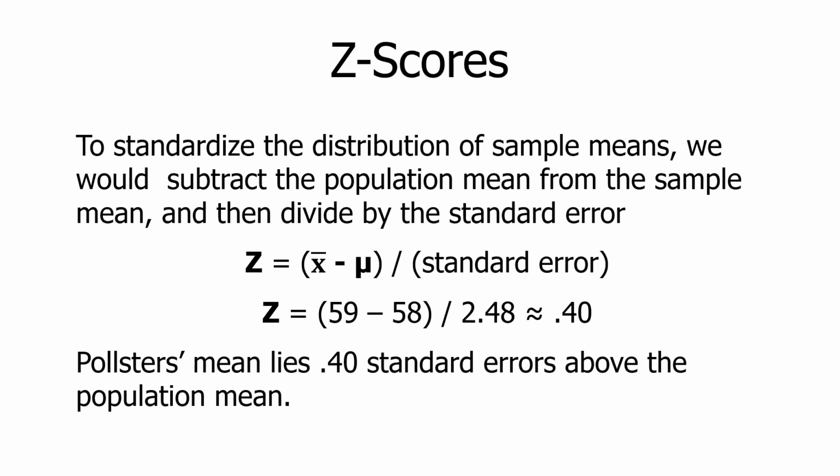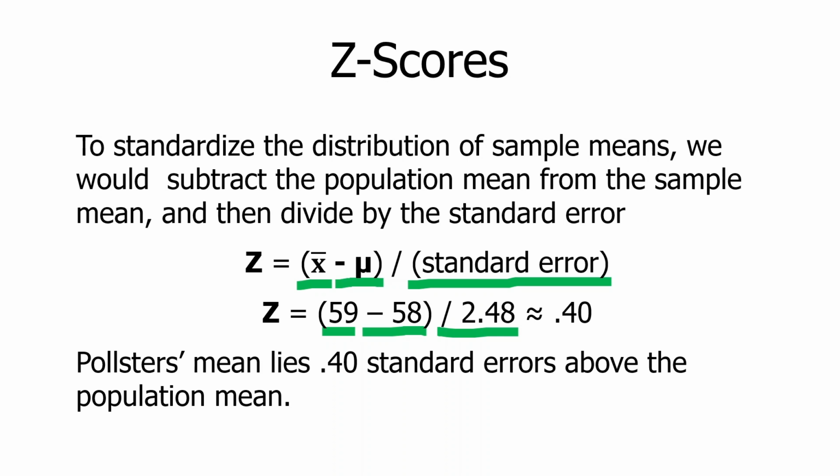Here's the formula. We standardize the distribution and obtain a z-score for each sample mean by subtracting the population mean from it, so it's x bar minus mu, divided by the standard error. So back to our student pollsters. Their z-score for their random sample is 59, which is their observed sample mean, minus 58, which is the population mean, divided by 2.48, which is approximately equal to 0.4. So the pollster's mean lies 0.40 standard errors above the population mean.